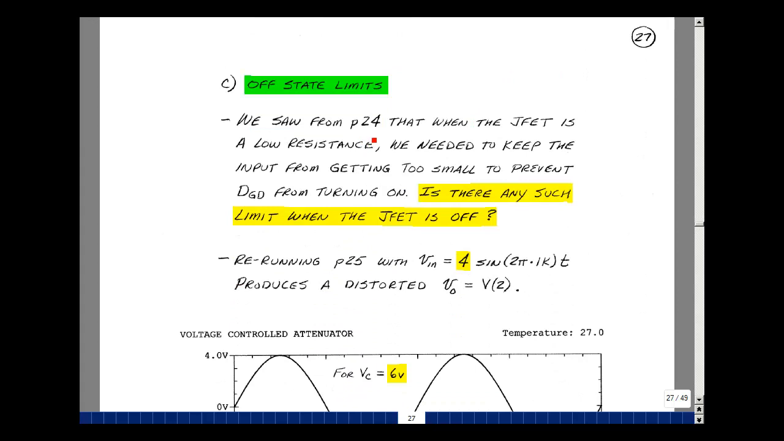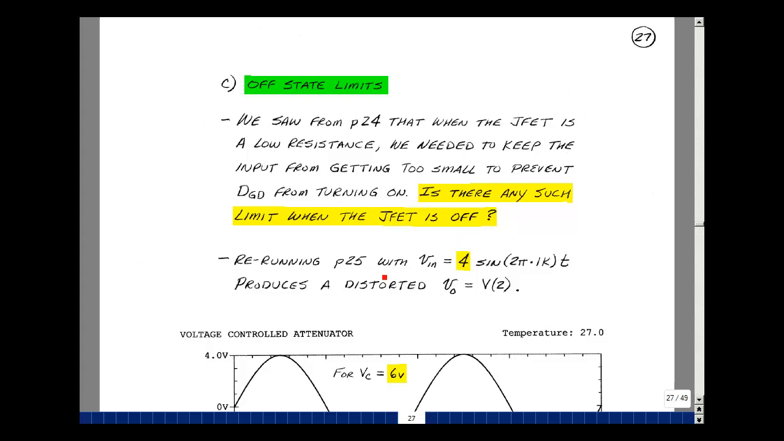We saw on page 24 that when the JFET was used as a low resistance, we needed to keep the input from getting too small, in other words, too negative. Otherwise, the drain to gate diode would turn on. Is there any such limit when the JFET is in the off state? Let's investigate this just by running some simulations.